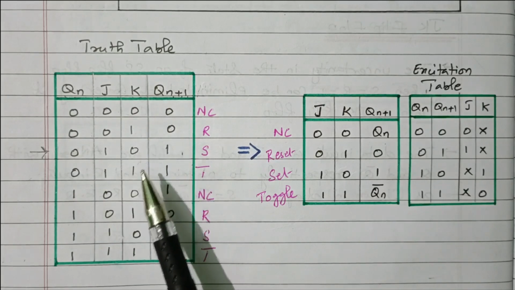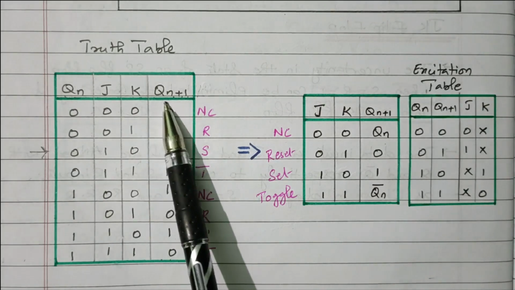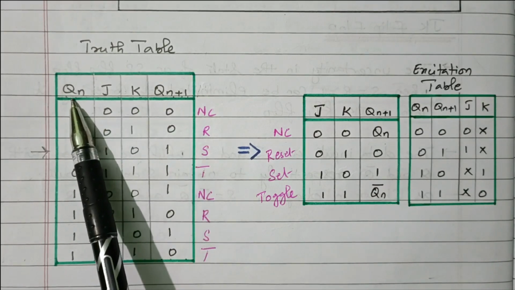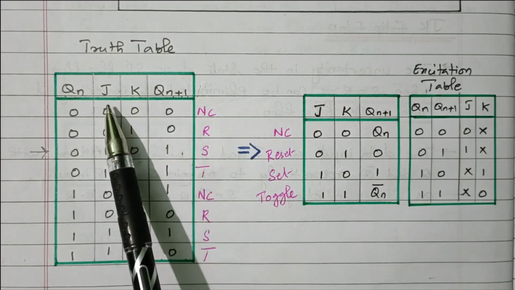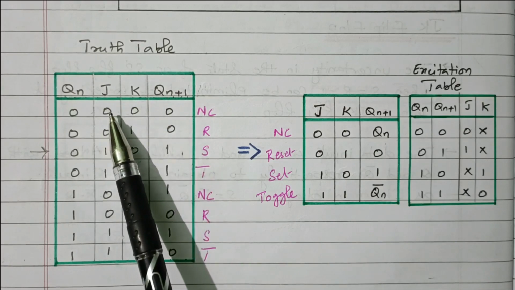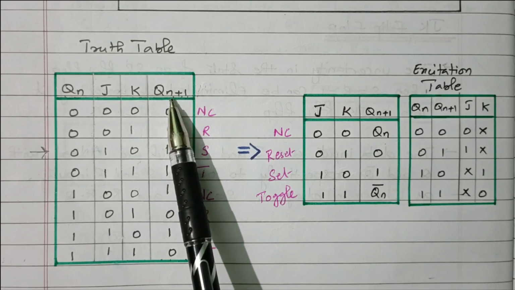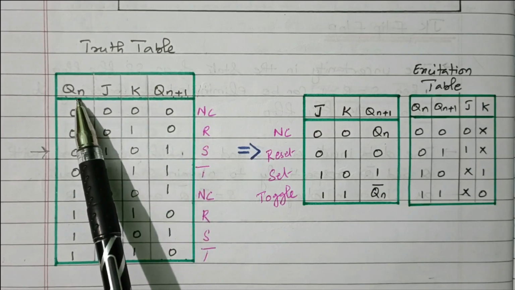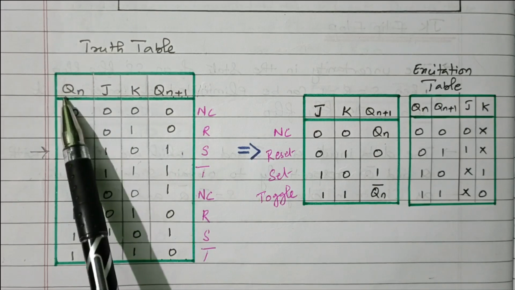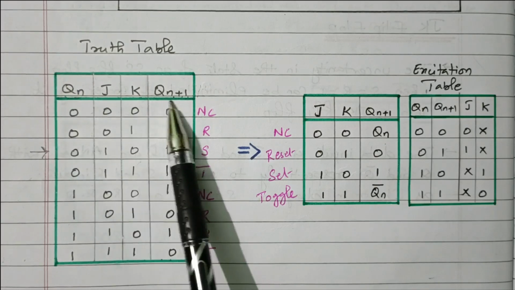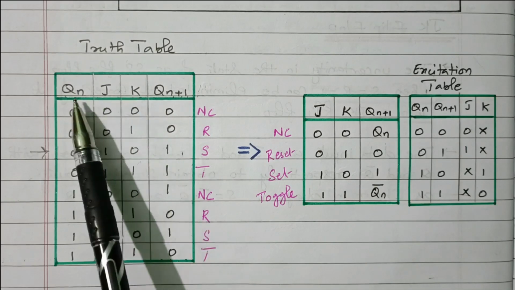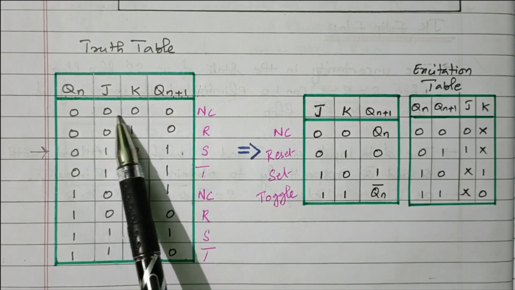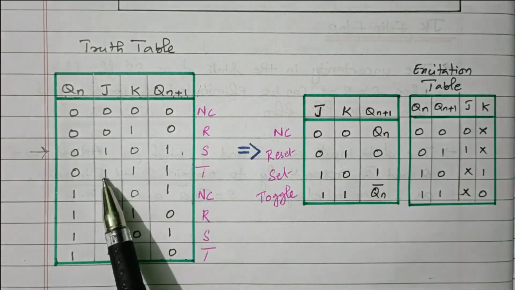Because flip-flop is a storage element, the next state output depends upon input as well as previous state. Normally the output depends upon input only in a combinational circuit. Here the output, the new state, depends upon input as well as what is available earlier, the previous state also, right? So these three will decide the next state: J, K as well as Qn, previous state. Right. So first we have 4 combinations 0 0, 0 1, 1 0, 1 1.